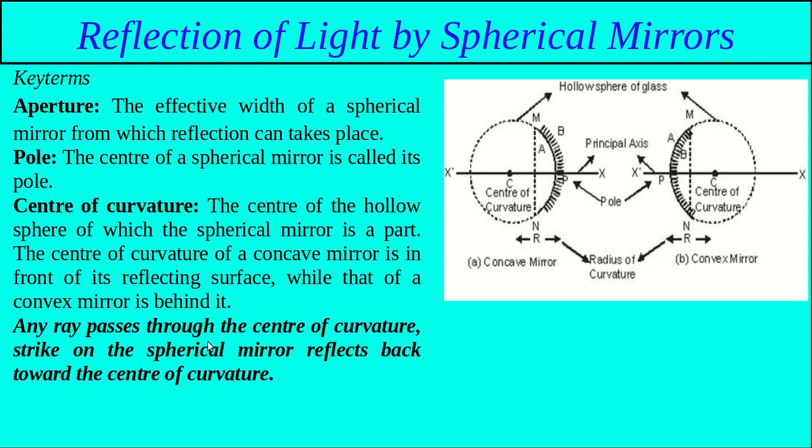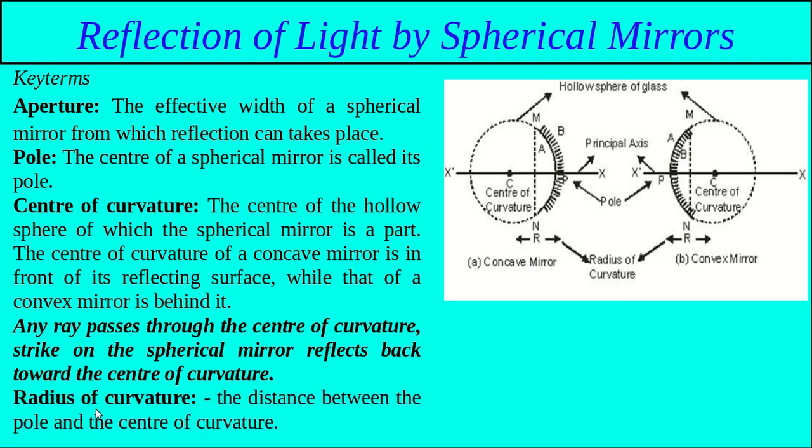Any ray that passes through the center of curvature strikes on the spherical mirror and reflects back through the center of curvature itself. The next term is the radius of curvature. The distance between the pole and the center of curvature is called the radius of curvature.